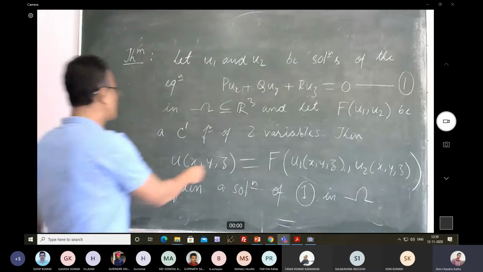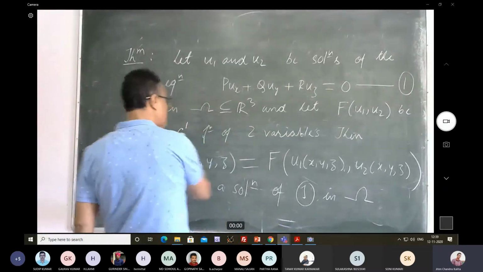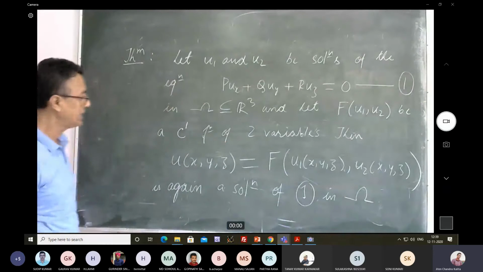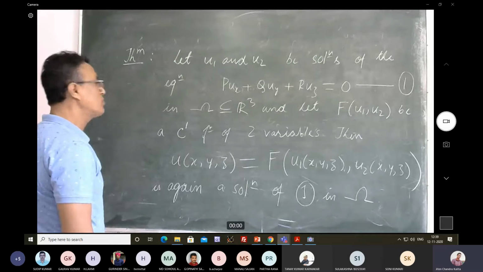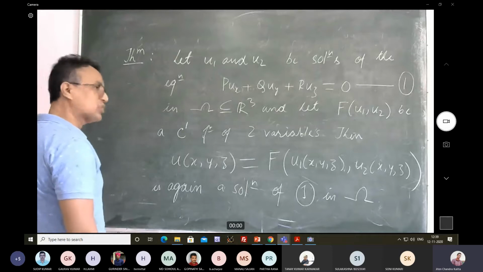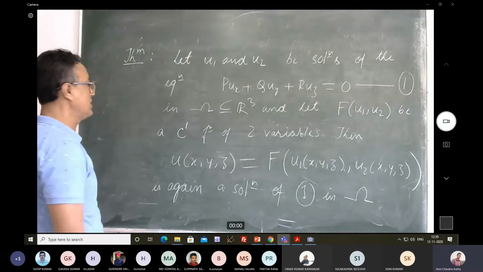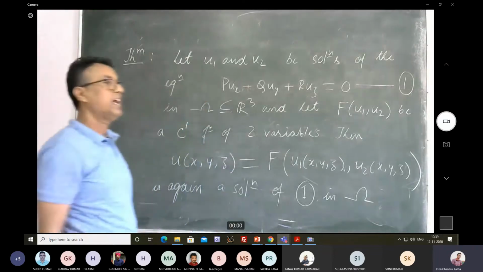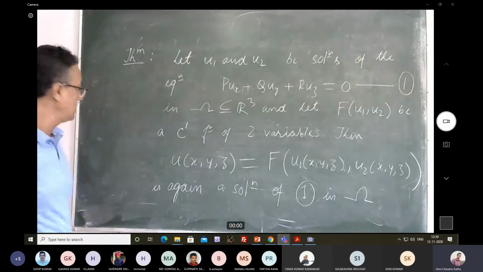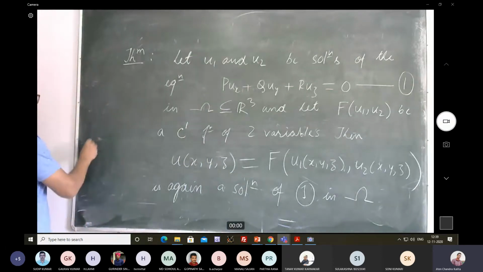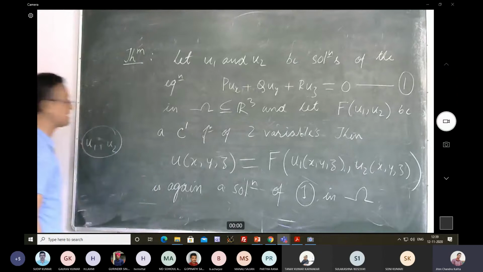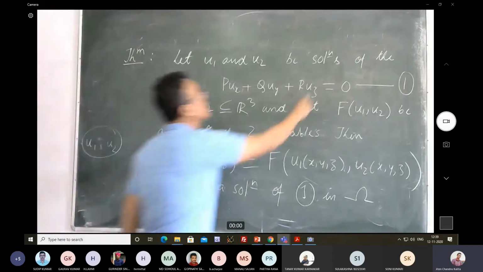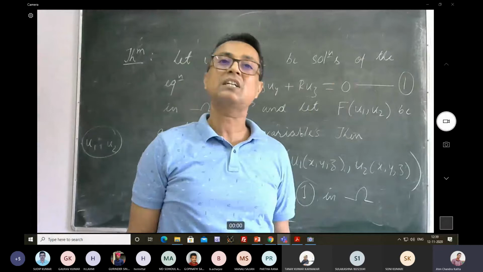Now this theorem merely says that if you have an expression like this, that is going to be a solution. Now, what is the guarantee that you'll be able to express a function like this, which is again going to be a solution? My point is, can you always find U1 and U2 in such a way that if you create a new function like this out of them, it is going to be a solution of this given equation 1?